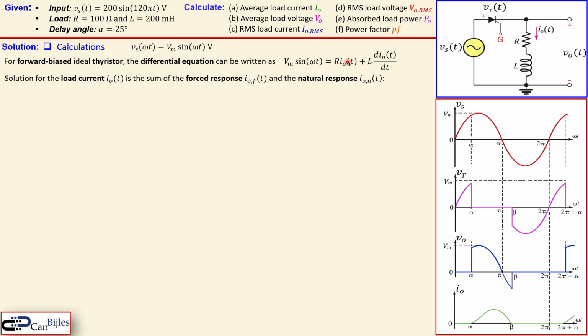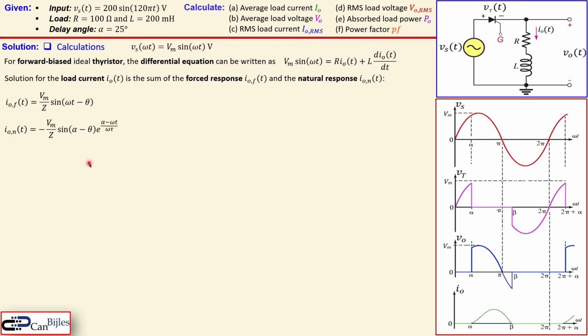Now the solution for the load current, which is what we want, is the sum of the forced response, which is given here, i_o forced, and also the natural response. In mathematics, this is also called the homogeneous and the complementary solution. So we have now two parts that will be added together because we have here a linear equation. Now, the forced response is given by this expression. This is the expression for the response in the forced form, and this is the natural response.